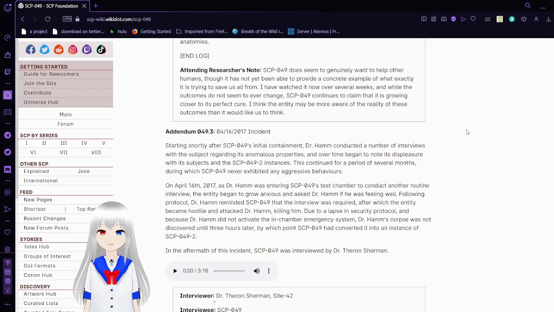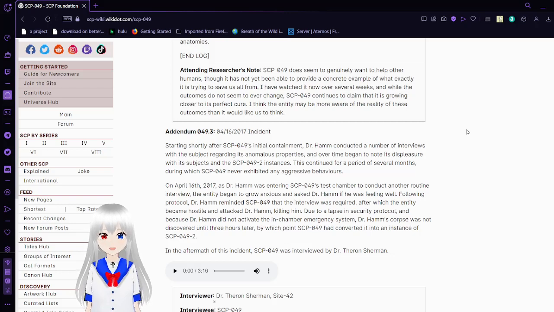Addendum 49-3, the April 16th, 2017 incident. Shortly after SCP-49's initial containment, Dr. Ham conducted a number of interviews with the subject regarding its anomalous properties, and over time began to notice its pleasure with its subjects and the SCP-49-2 instances. This continued for a period of several months, during which SCP-49 never exhibited any aggressive behaviors.